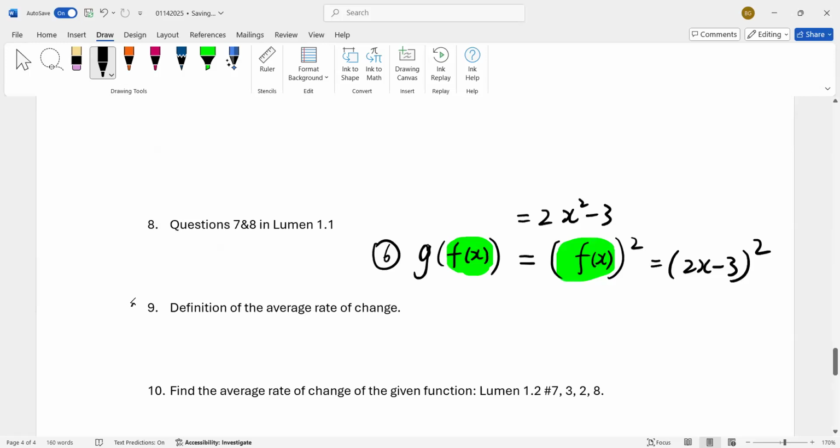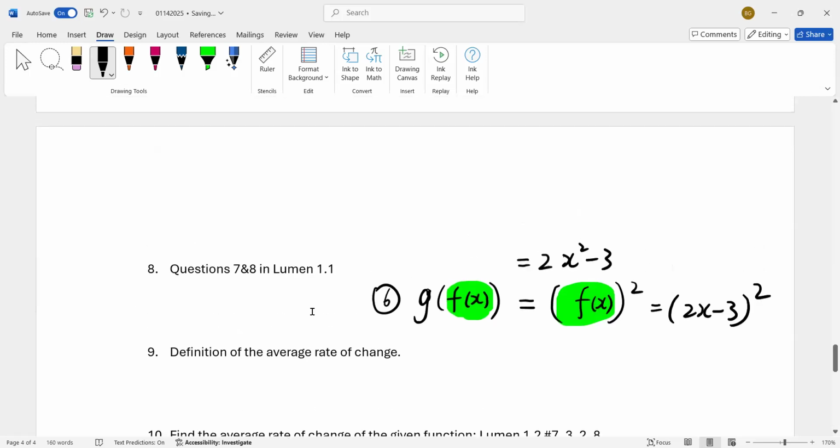We have 2 more questions to practice here. Number 7, number 8. Let's go to 1.1. Number 7.